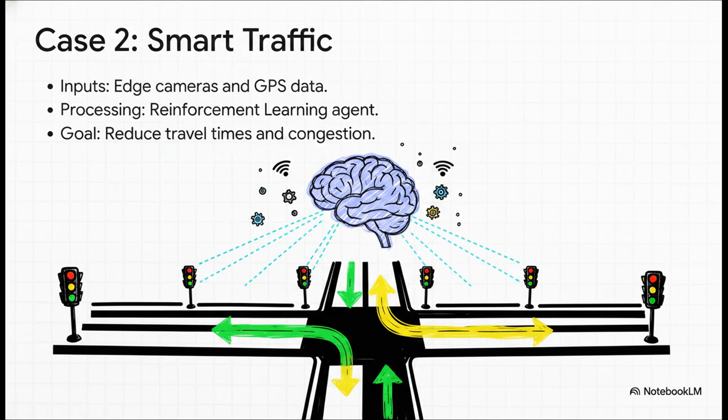Now contrast that with case number 2, smart urban traffic. Here, a city gathers edge camera and GPS data, but instead of focusing purely on milliseconds, it applies that reinforcement learning we discussed earlier, but at a massive macro scale. The AI agent continuously tests out different traffic light patterns, and it gets rewarded for reducing overall travel times and city congestion. It is quite literally a living system optimizing a whole city grid.